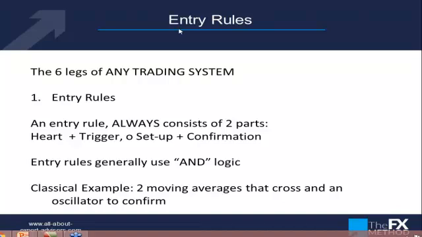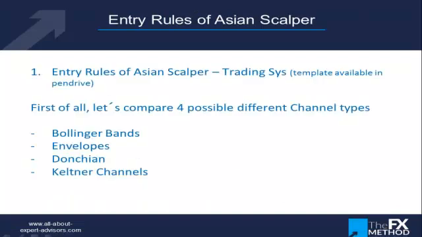So any entry rule should consist of two parts: a setup, or the heart, and a trigger, or confirmation. It's the same, actually, it's a synonym. Trigger and confirmation are the same, and setup and the heart of the trading system are the same. And these rules should have an AND logic, okay? And I'm going to show you with this trading system how it is.